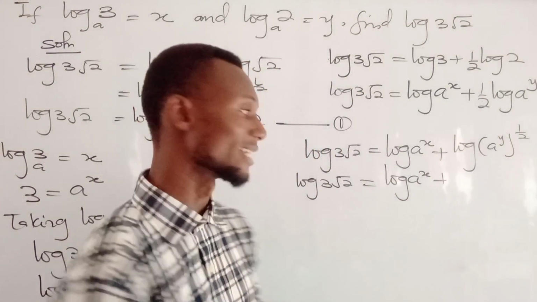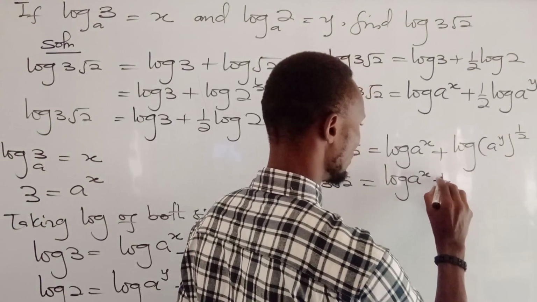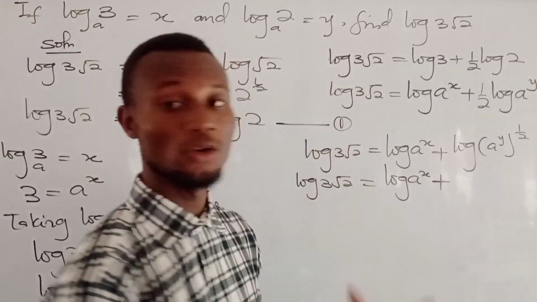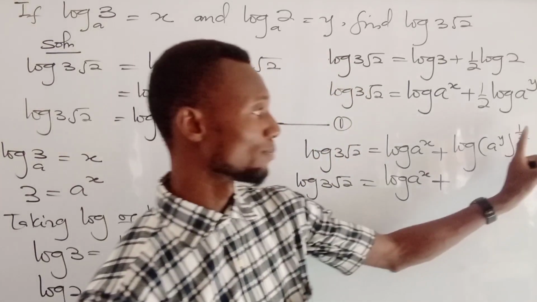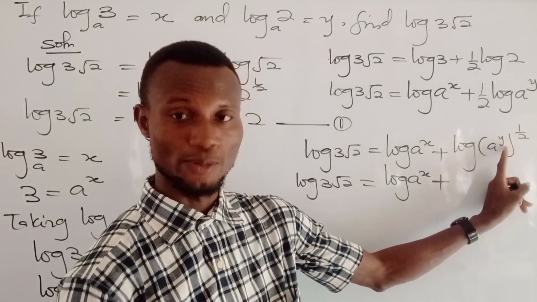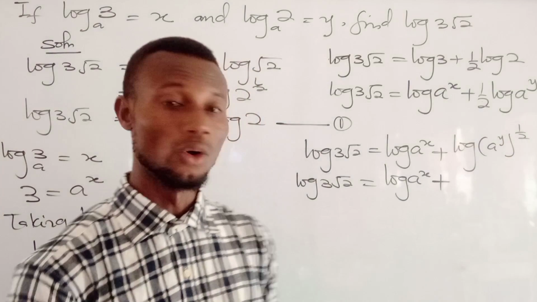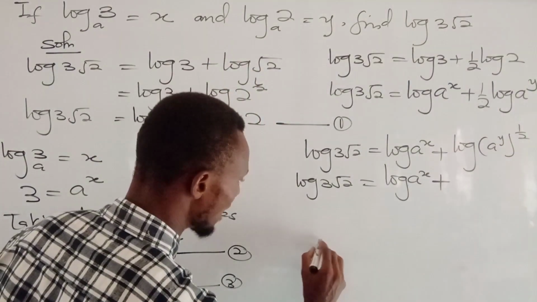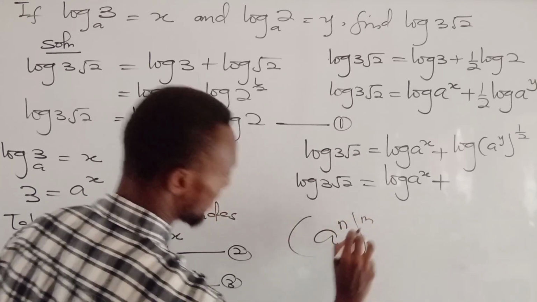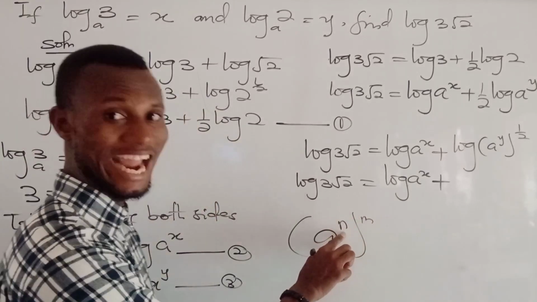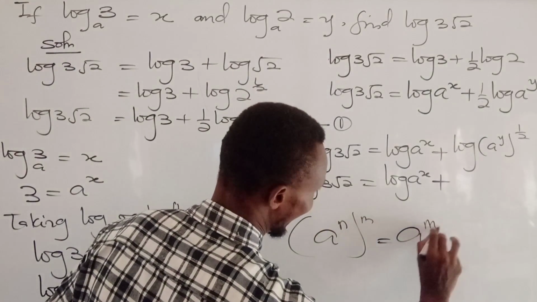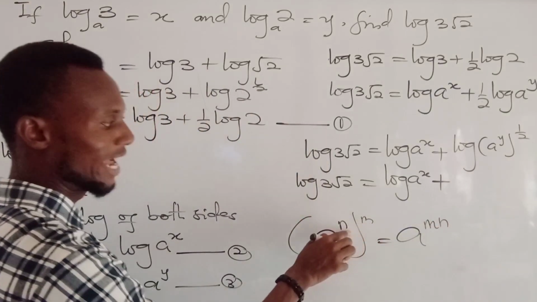You know from indices, as I've taught you, that this power, which is the 1 over 2 here, will multiply the power which is inside this bracket. One of the laws of indices is that when we have a to the power n, raised to the power n, this power n multiplies the power n which is in the bracket.